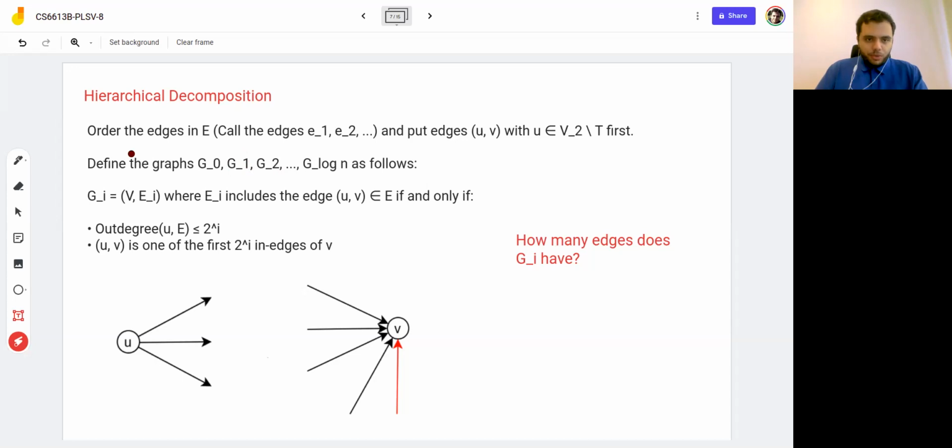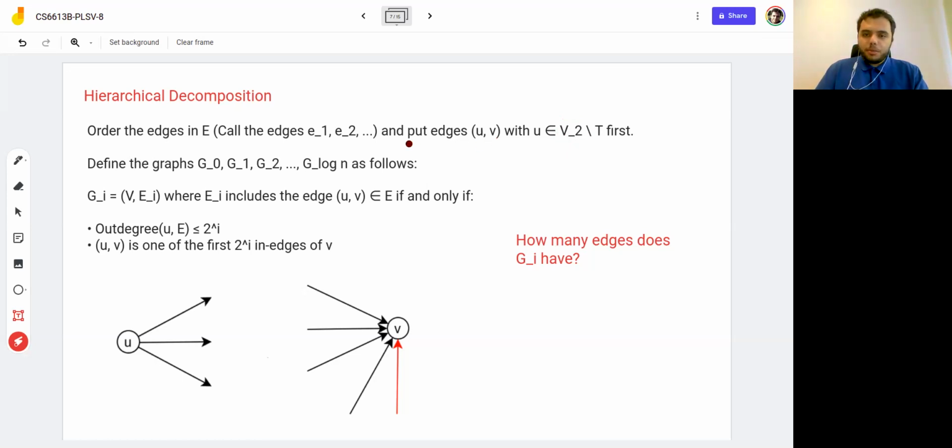Okay, so let's be more formal here. First of all, let's say that I order all of the edges in E. And by order, I just mean that I give them numbers. So I call the edges E1, E2, etc. And I order them in a way that I put some edges towards the beginning of the order. So I put these edges first. And these are the edges from a vertex U to a vertex V, such that U is not a target set, but it's a player two set. Not a target vertex, but a player two vertex.